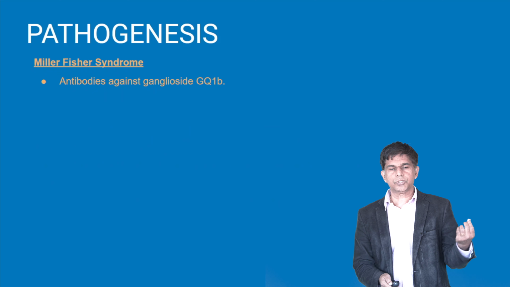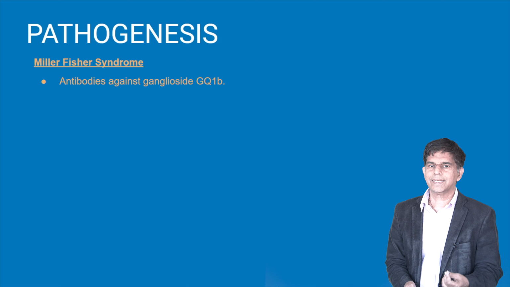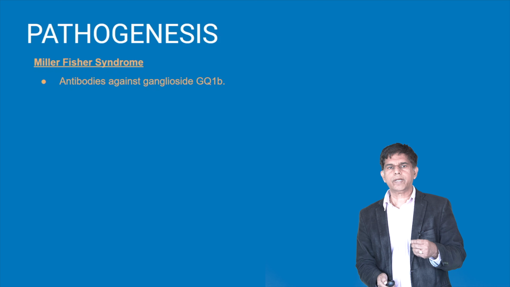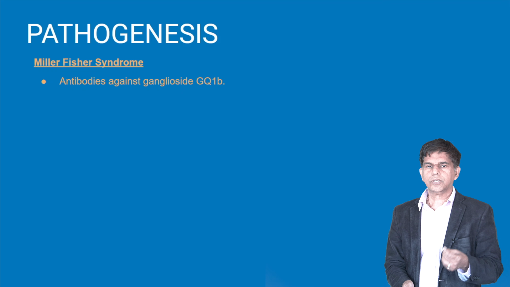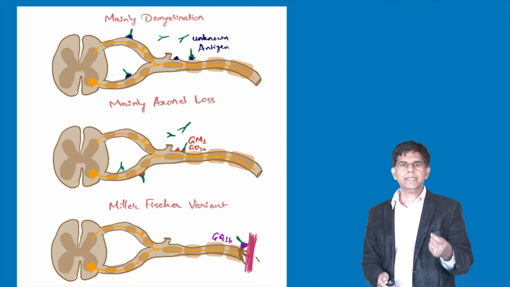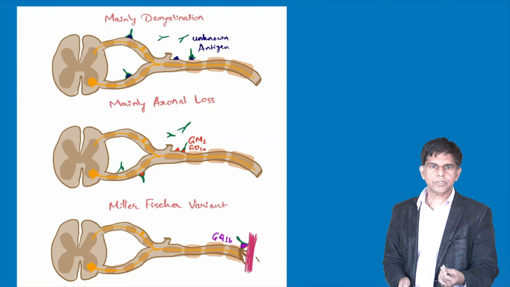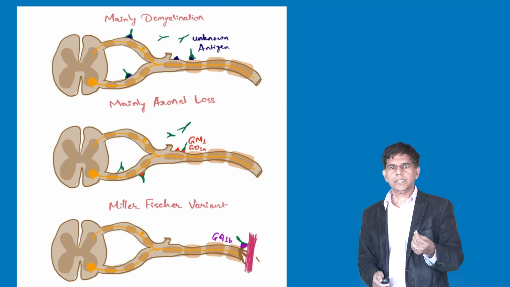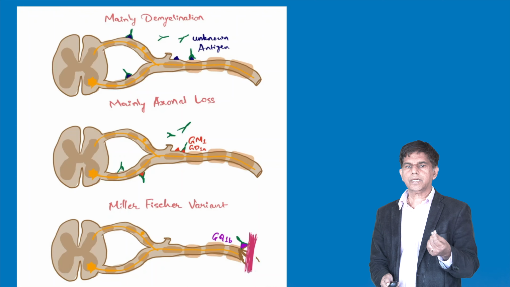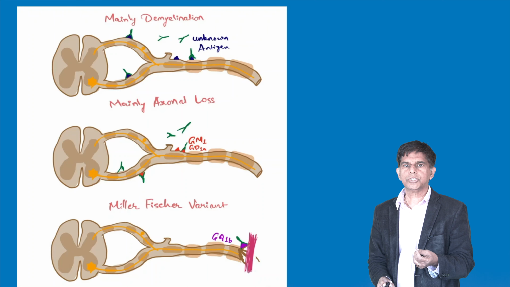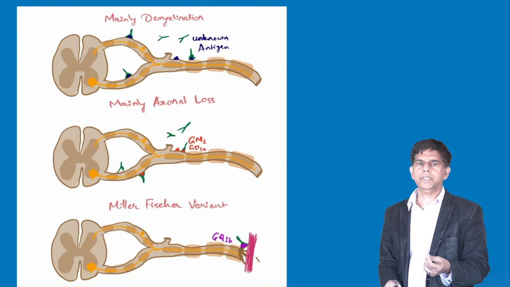Now, there is another variant. There are so many variants, but one variant you have to remember is the Miller-Fisher variant. This is an antibody against ganglioside GQ1b. We're going to make one presentation just for Miller-Fisher syndrome later on. So we got a nice picture. The first one is mainly demyelination, antibody attacking the myelin, and the next one is mainly axonal loss. There is the GM1 attacking the axon, and you have the Miller-Fisher variant, which is antibodies against ganglioside GQ1b.